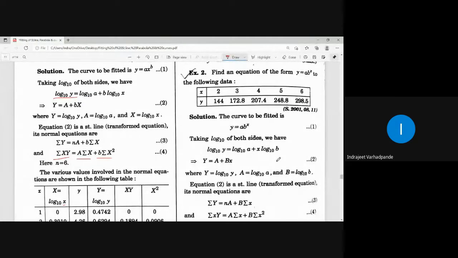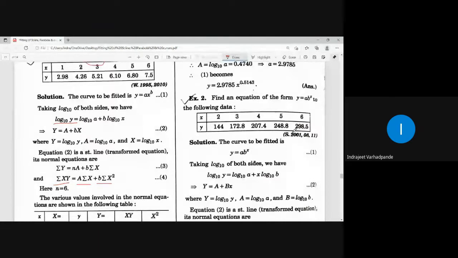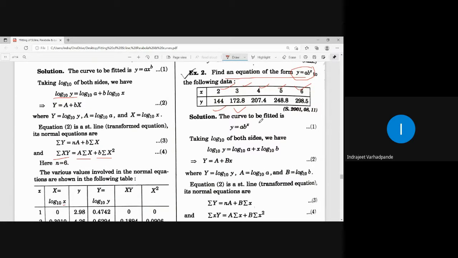The second type of example related to the exponential curve, or the curves which are in the exponential form, is the given equation y is equal to a into b to the power x. We are asked to find an equation of the form y is equal to a b to the power x which fits best to it. The table is provided. The values of x are 2, 3, 4, 5, 6. Values of y are 144, 172.8 and so on. The curve to be fitted is y is equal to a b to the power x.